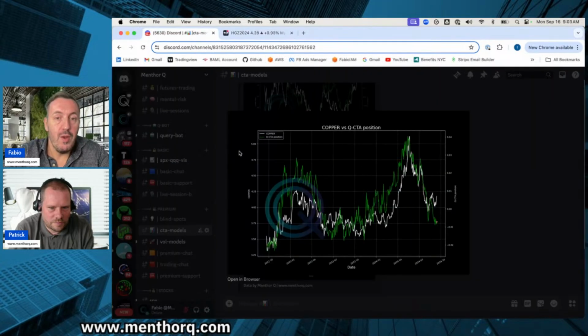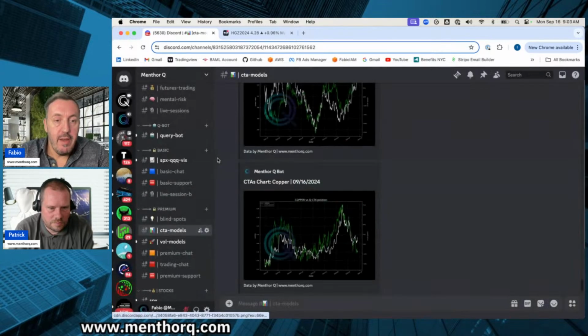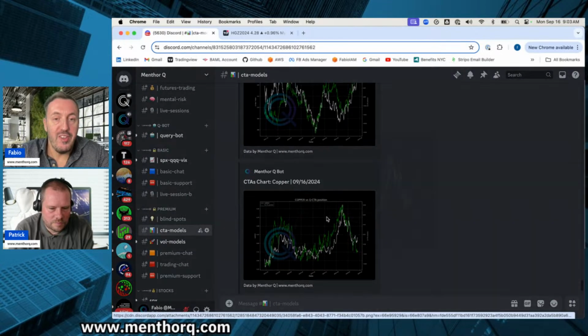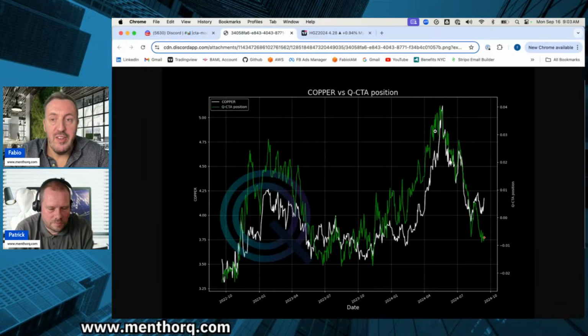So if we go back to copper, how can we get data to understand what's going on there? The first thing we want to do is look at the CTA model. We do the CTA model on all the commodities, indices, and currencies. You can come right here within the premium membership under CTA's model, scroll down to the latest date, and here we see our copper chart. The white line is the price of copper and the green line is the CTA positioning.